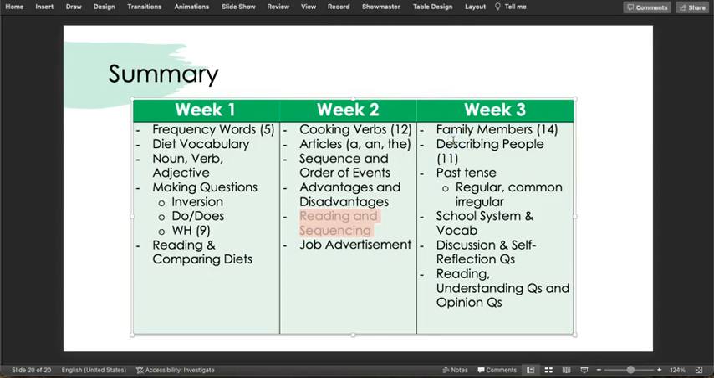Then week 3, finally, we talked about family members. We learned 14 words. Describing people, we learned 11 words. Talking about regular and irregular past tense verbs. We learned a little bit about the school system. Again, there's a video in the description. Discussion and some self-reflection questions, right?